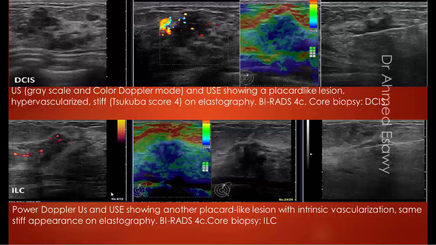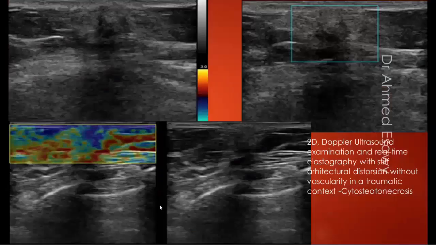in situ. This is another case with another placard-like lesion, intrinsic vascularizations, same stiff appearance in elastography, score 4, categorized as BI-RADS 4C, core biopsy showed invasive lobular carcinoma. This case shows architectural distortion in ultrasound, stiff lesions in elastography without vascularity in Doppler, in a traumatic context: fat necrosis.